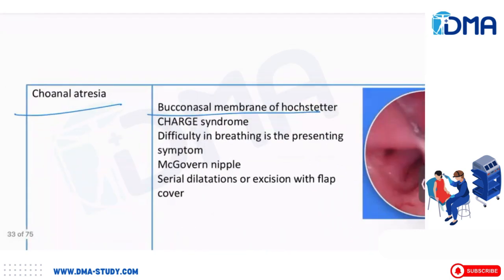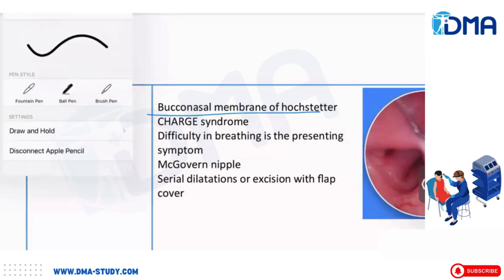So we first start with choanal atresia. Choanal atresia is nothing but persistence of the bucco-nasal membrane, which is found between the oral cavity and nasal cavity. If that membrane becomes persistent, it is called the bucco-nasal membrane of Hochstetter. It is a part of CHARGE syndrome. The main presenting complaint of this patient is difficulty in breathing. The problem is the child will be an obligate intranasal breather.